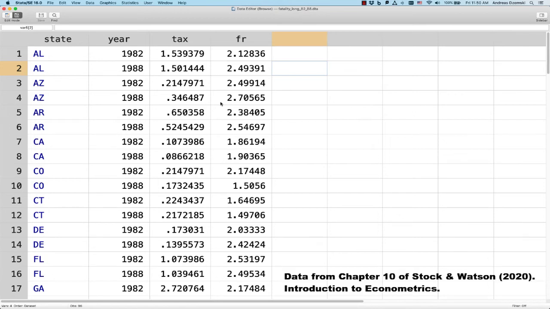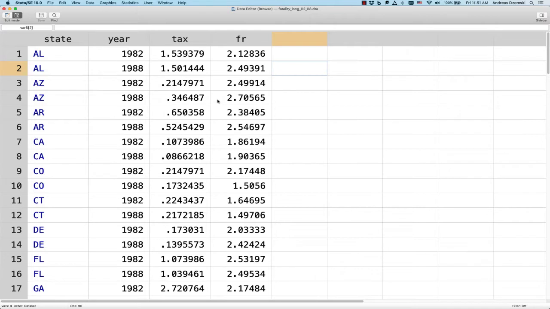Hi, I've already introduced an economic example for panel data. Specifically, we looked at the causal effect of a tax on alcohol consumption on the number of road fatalities. In this video, I want to look at an actual real data set for this example, and I want to implement the first difference transformation in Stata.